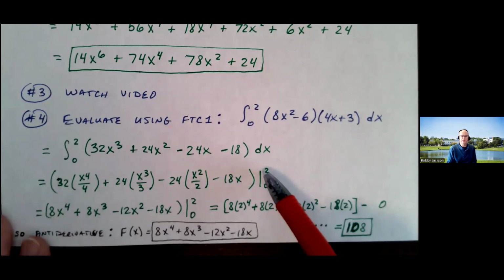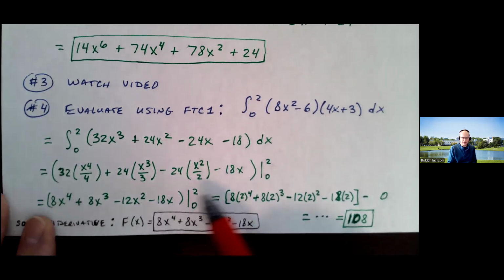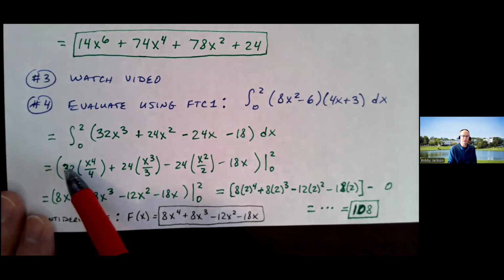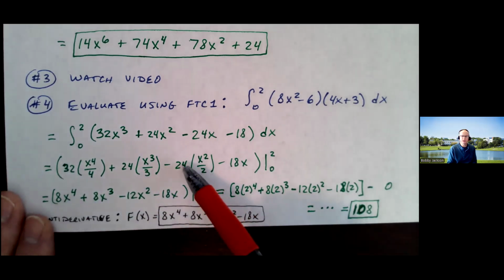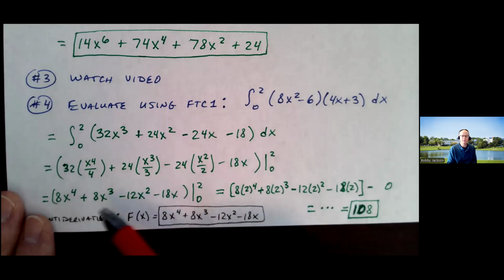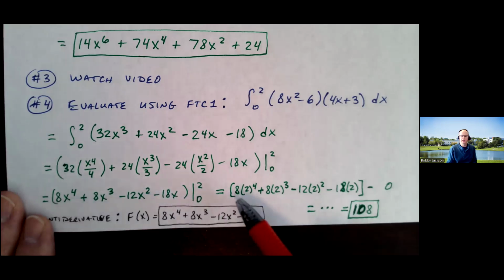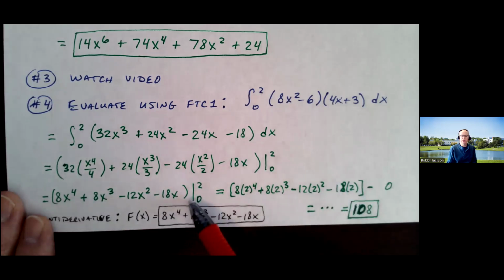And now I'm going to evaluate this at 2 and 0. I'm going to simplify it a little bit. Of course, 4 goes into 32 8 times. 24 divided by 3 is 8. 24 divided by 2 is 12. And so now we're just plugging in x equals 2, plugging in x equals 0.